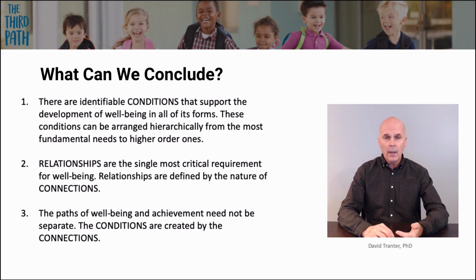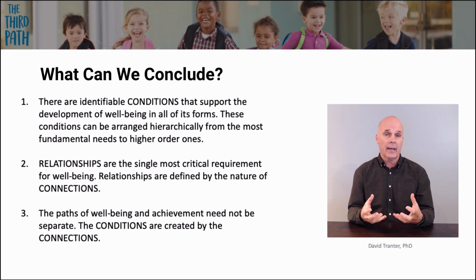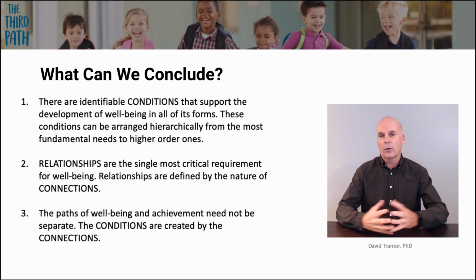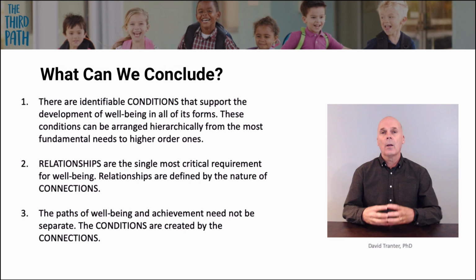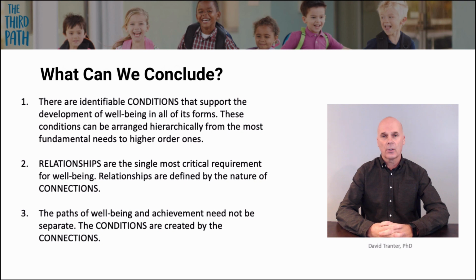And when we're talking about the conditions, we're really talking about the connections between people in that environment. We're really talking about relationships. And finally, all of these models of human development and overall well-being didn't separate well-being and achievement; they saw those as one thing. So this lent much more credence to the idea of a third path, that there are conditions that will support well-being and achievement. But to be clear, these conditions are really defined by the nature of connections.